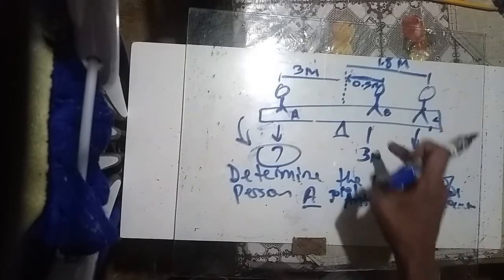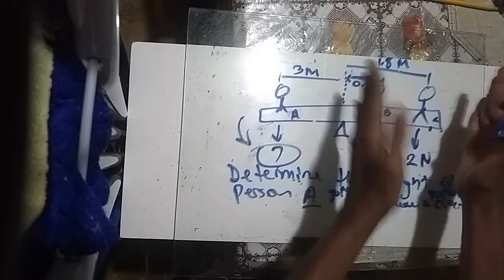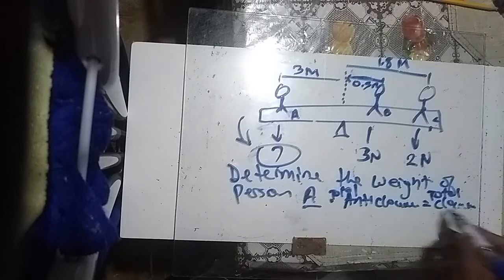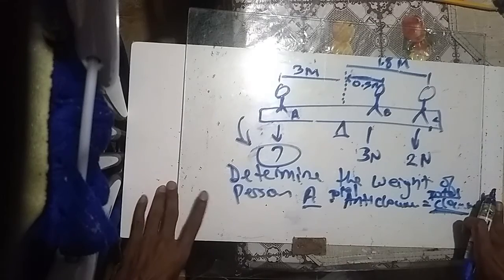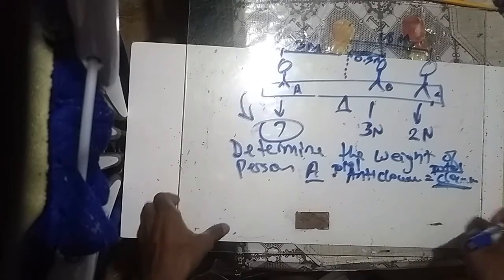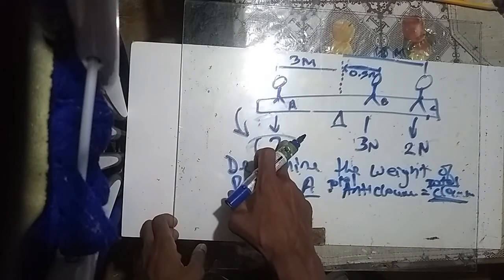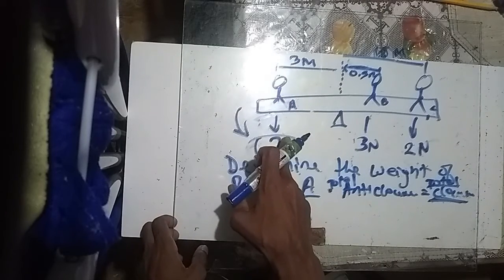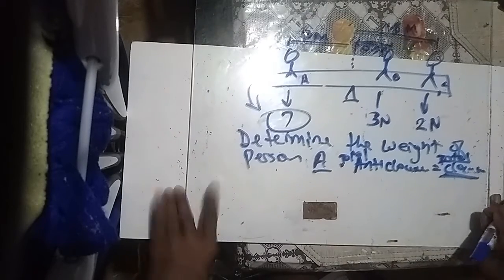And when I find the moment for person B and the moment for person C, I can add them up and have a total what? A total clockwise moment. You understand where I come from? Alright, let me see if I can do that now. And if I do that, I can then find the unknown weight for person A utilizing his distance as well. So let us see if we can attempt that.